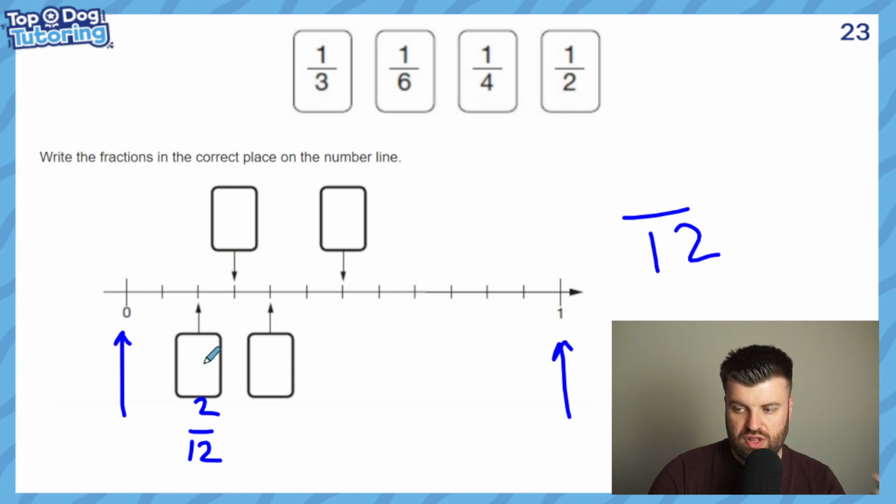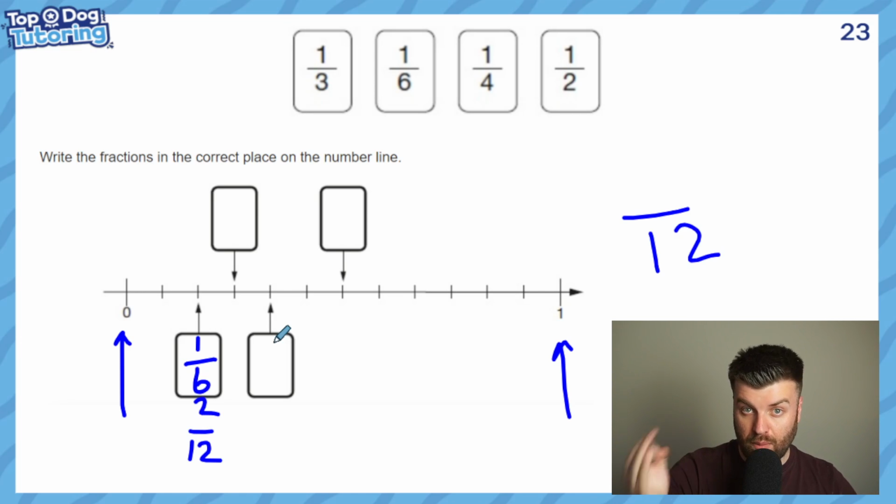It's testing your equivalent knowledge. 2/12 is the same as 1/6, so we can put 1/6 in here. There is another way to answer this question that's quicker. Now we could go through and do all the equivalents, but I've shown you how to do that. Here's a tip on how to answer this question more quickly.